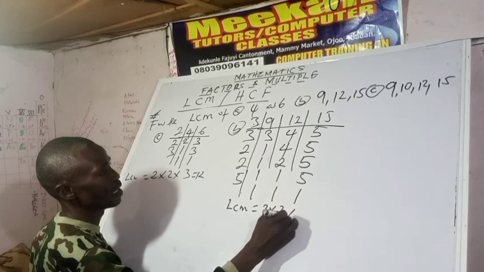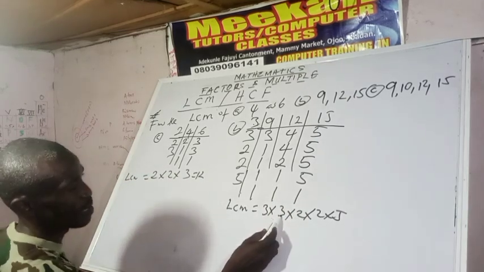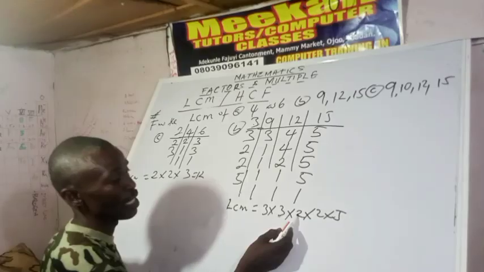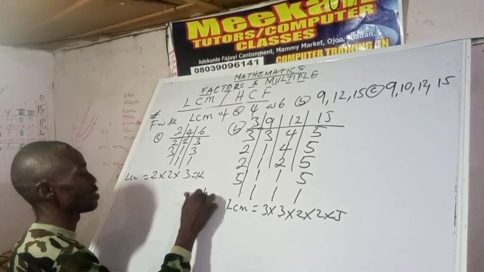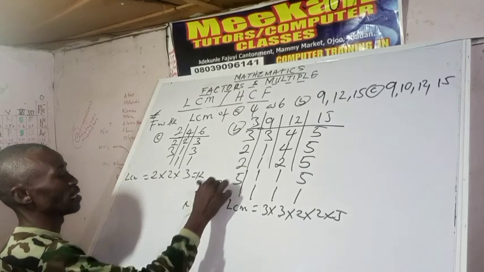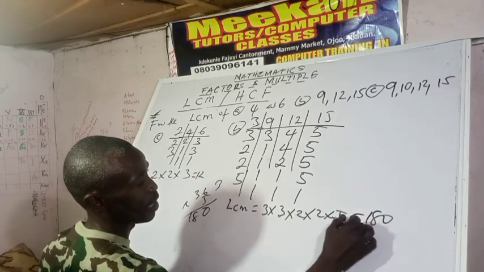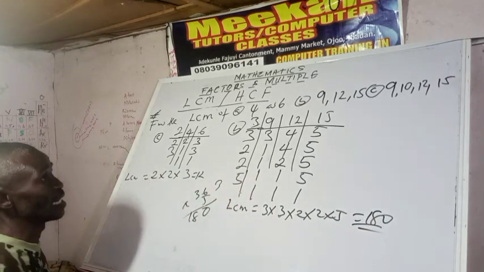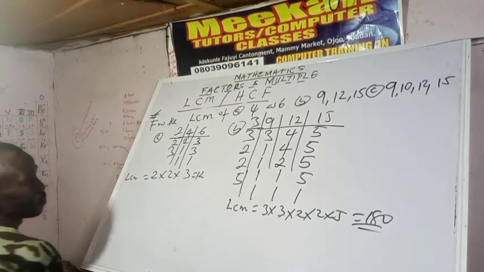3 times 3 times 2 times 2 times 5. Now 3 times 3 is 9. 9 times 2, 18. 18 times 2, 36. So we have 36 times 5. 5 times 6, 30. 5 times 3, 15. 100 and 80. It becomes 180. And the last question here.